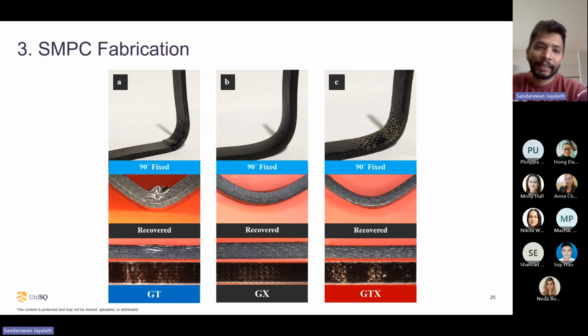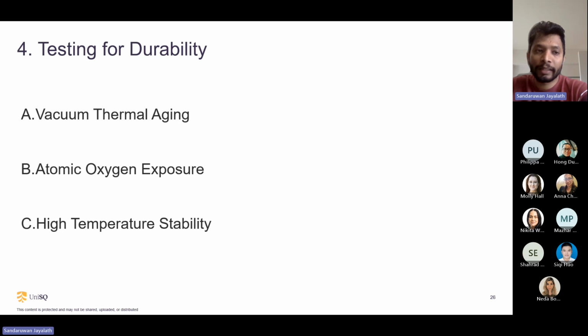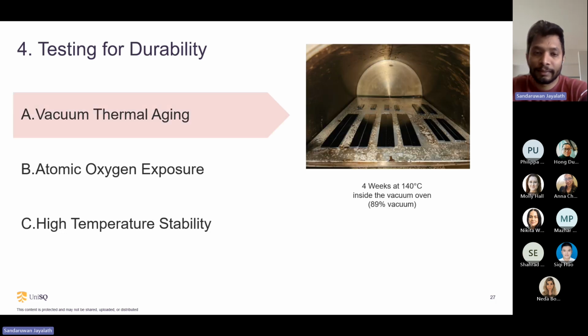Now, after deciding that, the next step was to test it for durability. For durability, we have done three tests, and we are going to do another two. The first one was the vacuum thermal aging. We did it in P11 in Tumba, and we kept samples for 4 weeks at 140 degrees inside the vacuum oven. Why? To see, sorry.